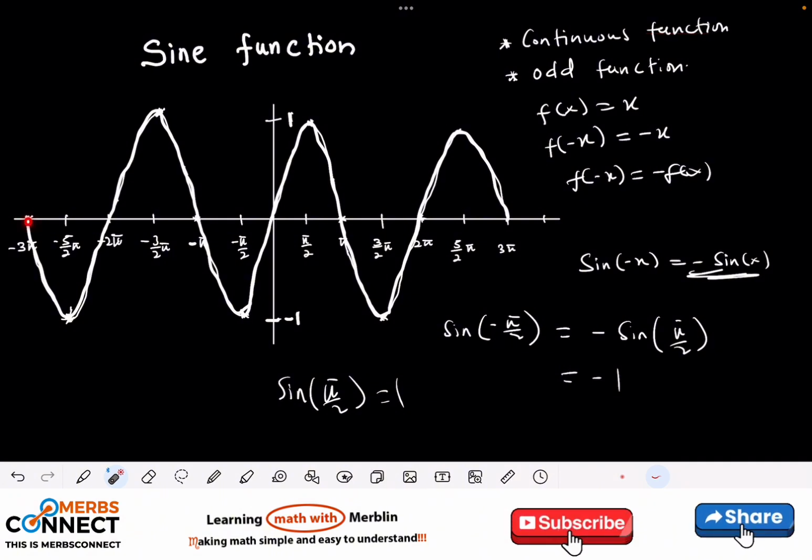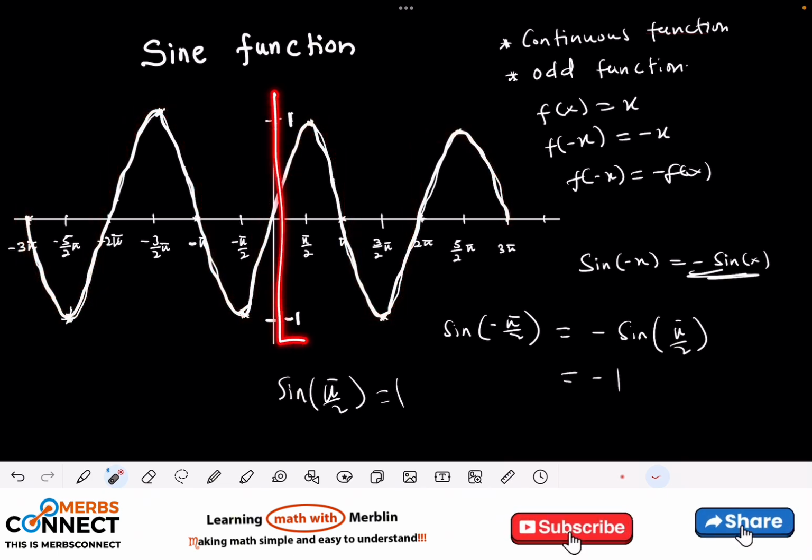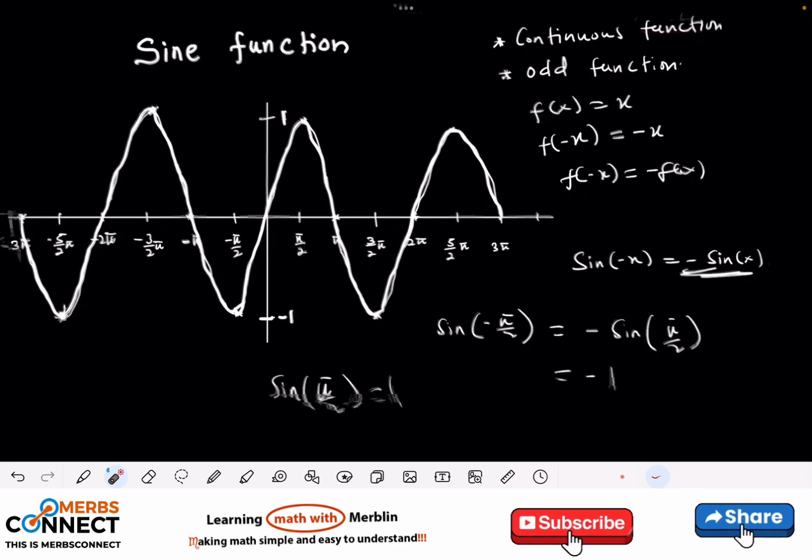So sine is a continuous function and an odd function, and you need to learn just this one side, and you should be okay with the sine graph. Sine of 90 is 1, sine 0 is 0, in that order. And then I think that is all.